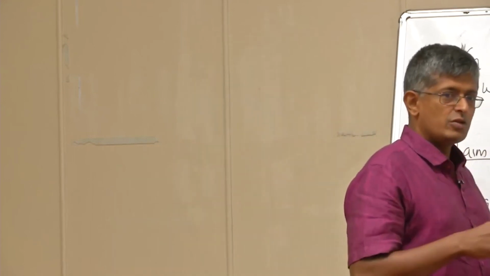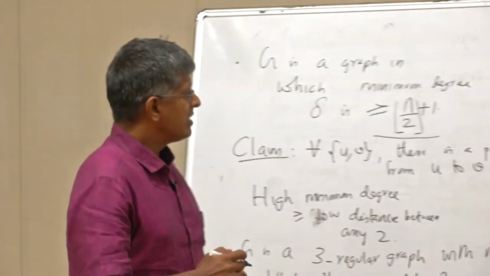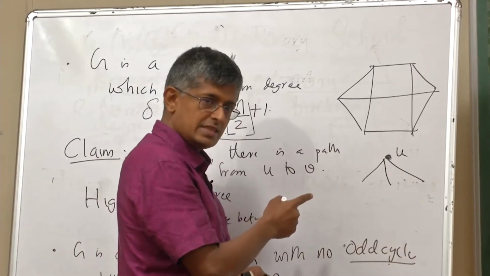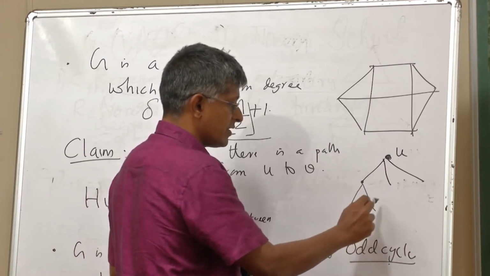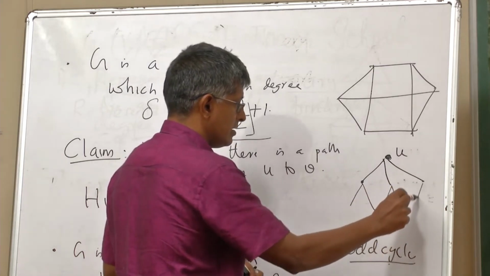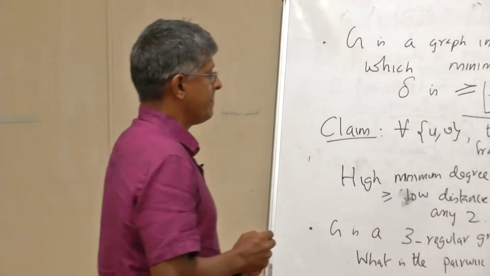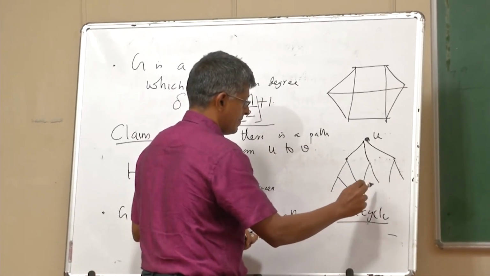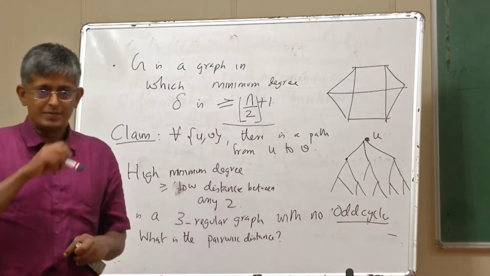The answer is very easy. It's just a way of visualizing it. Start at an arbitrary vertex u. This is the reasoning. Write down its 3 neighbors. It has only 3 neighbors. Then you list both the 2 other neighbors of each of these, and so on.